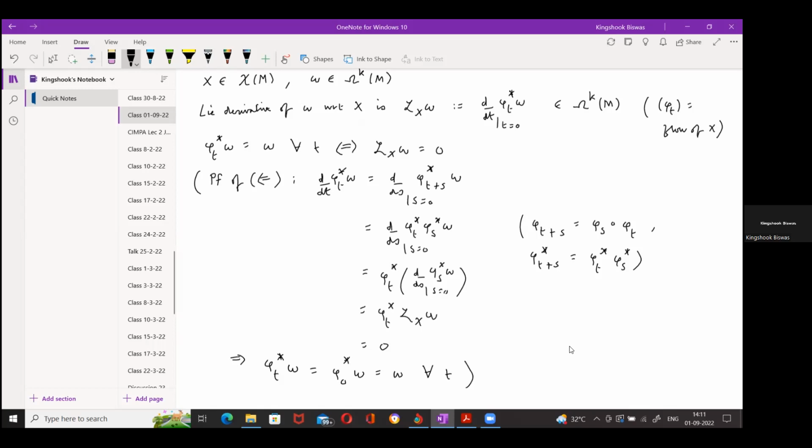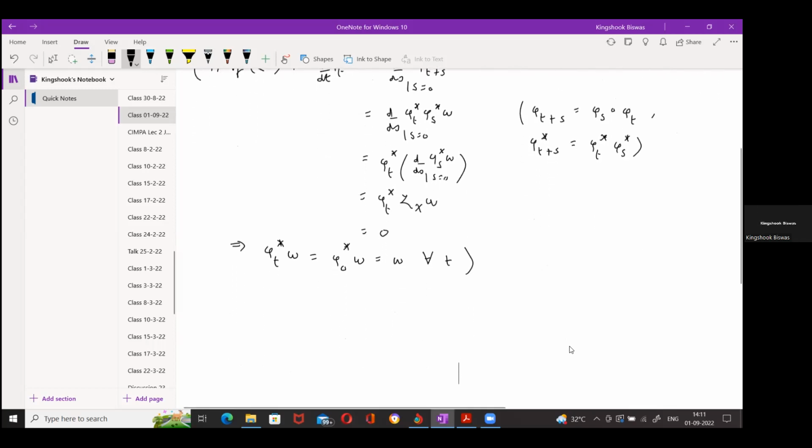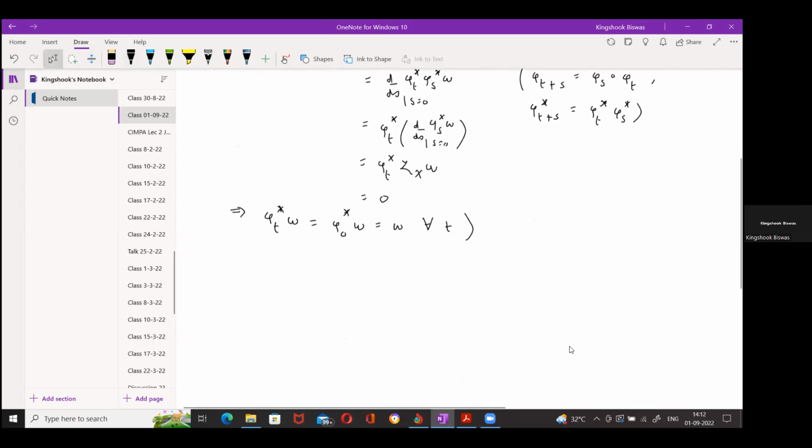Yes. Okay. So the Lie derivative measures how much the flow preserves the form, or rather, how much it fails to preserve the form. It's zero if and only if the flow preserves the form.